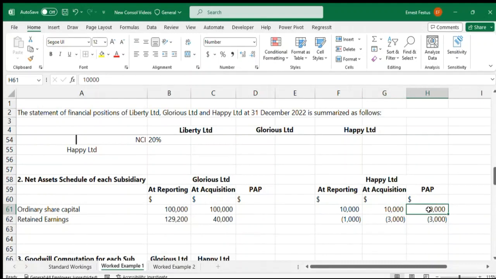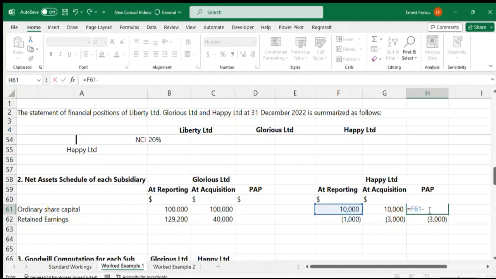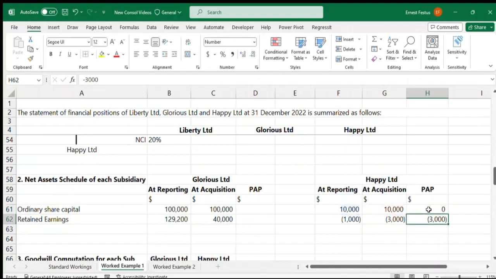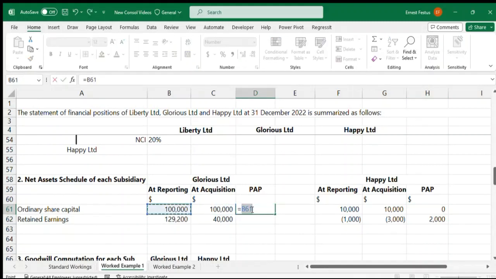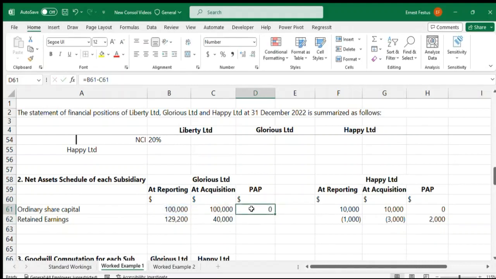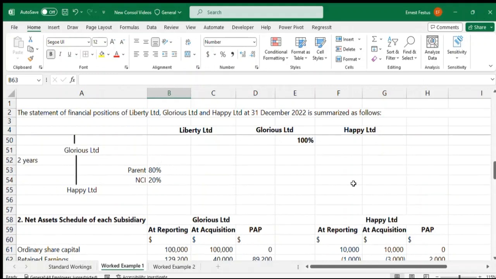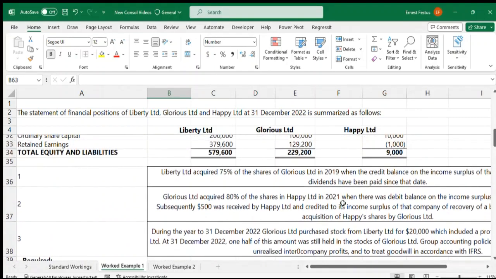Something is wrong with my calculation. So we have at reporting less at acquisition, and then I'll copy the formula down, Control D. Alright, so we have that. The same applies to this. So we have at reporting less at acquisition. Copy my formula down. So we have that, and then I will add everything. So this is what we have in this question. So this is our net assets schedule.